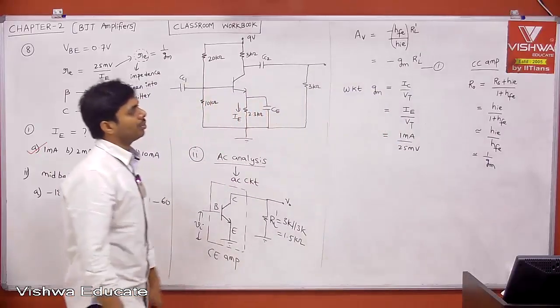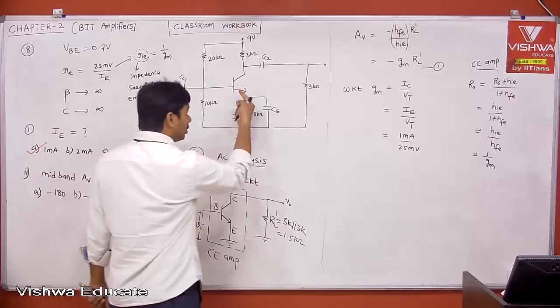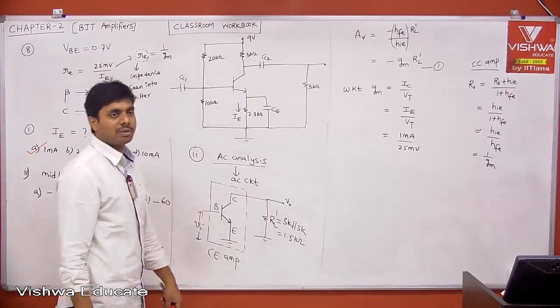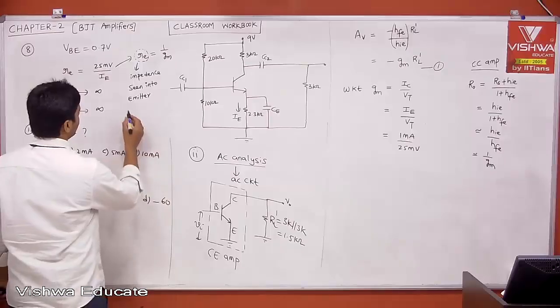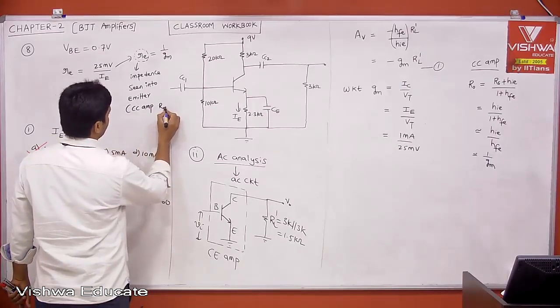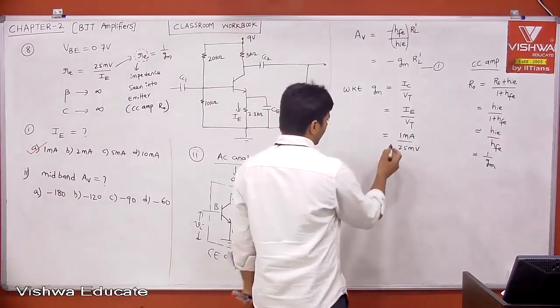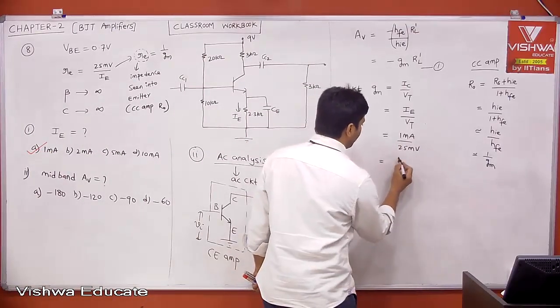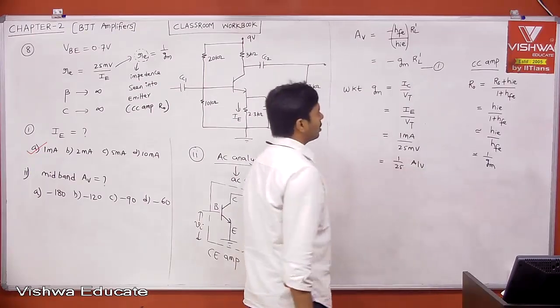Okay. What is the output impedance of the CC amplifier? It is the impedance seen into the emitter. That is what your small re is, the impedance seen into the emitter, which is the CC amplifier output impedance. Okay, that is fine. Now, what is this value? The milli will be cancelled, 1 by 25 ampere per volt. This is your gm.